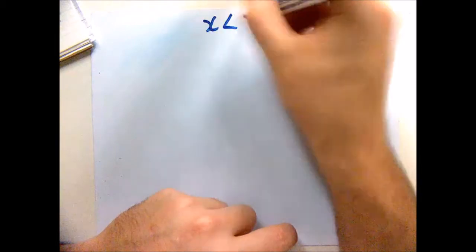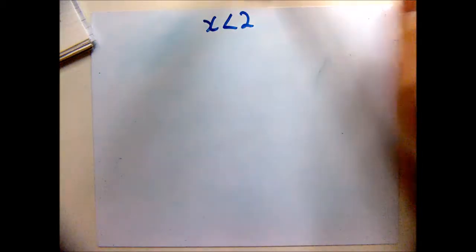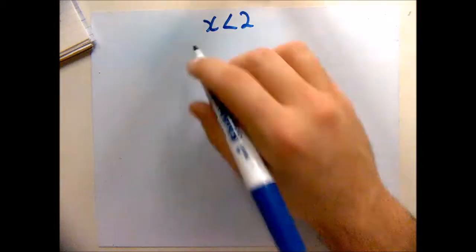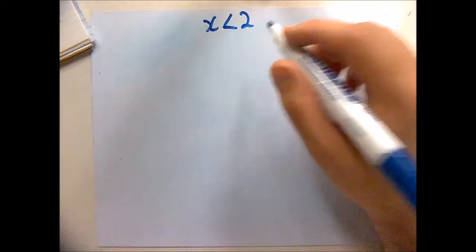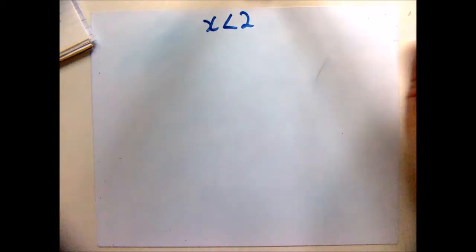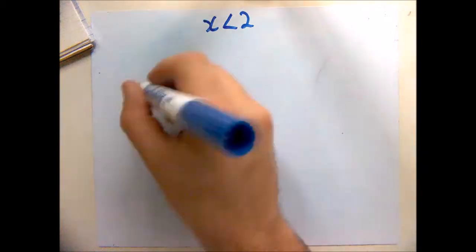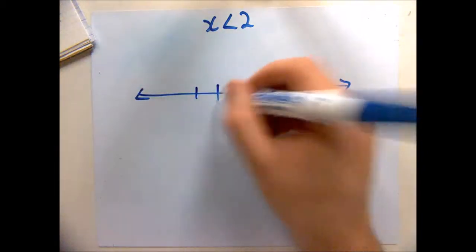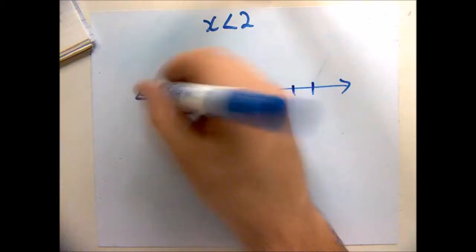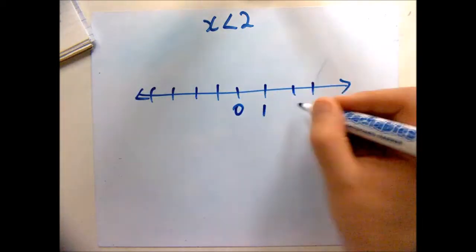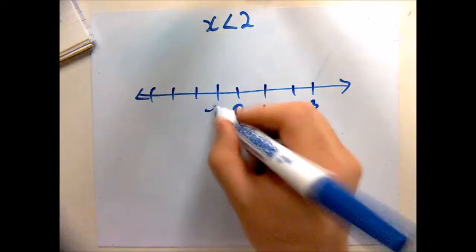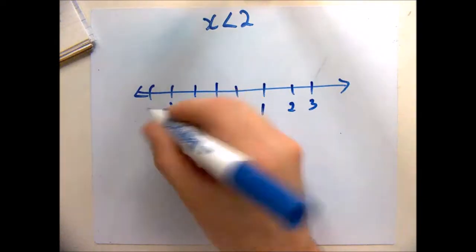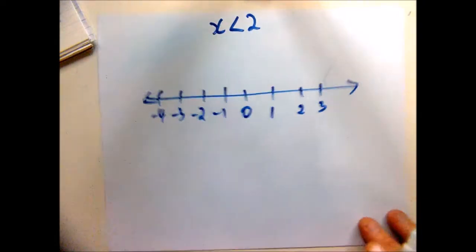Now, what happens when you get something like x is less than 2? You're essentially saying that x is less than 2, so it's a statement of inequality. It's not the actual same. So if I draw this on a number line, x is less than 2, let me go like this: 0, 1, 2, 3, negative 1, negative 2, negative 3, negative 4.